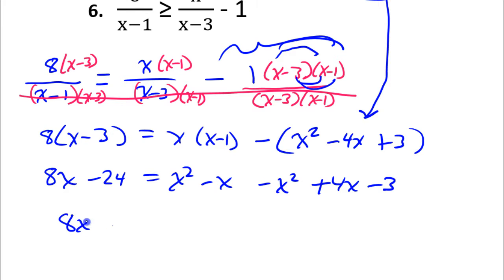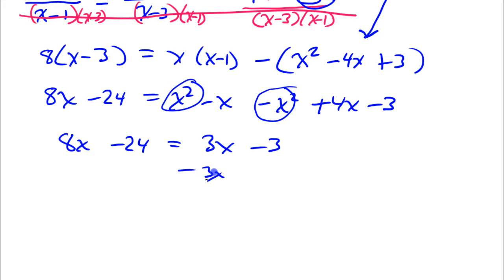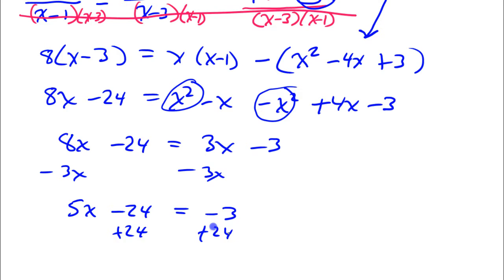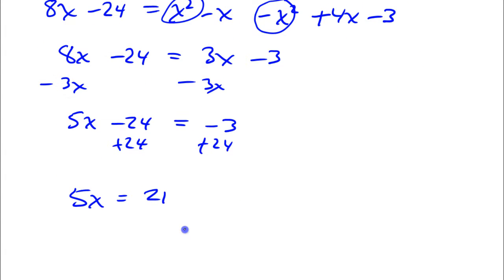So that'll give us 8x minus 24. I'm combining like terms. So the x squares cancel each other out because they're opposites. Negative x, positive 4x, that's 3x minus 3. So now I'm going to subtract 3x from both sides. So that's 5x minus 24 is equal to negative 3. Add the 24 to both sides. So that's 5x is equal to 21. So x is equal to 21 over 5.